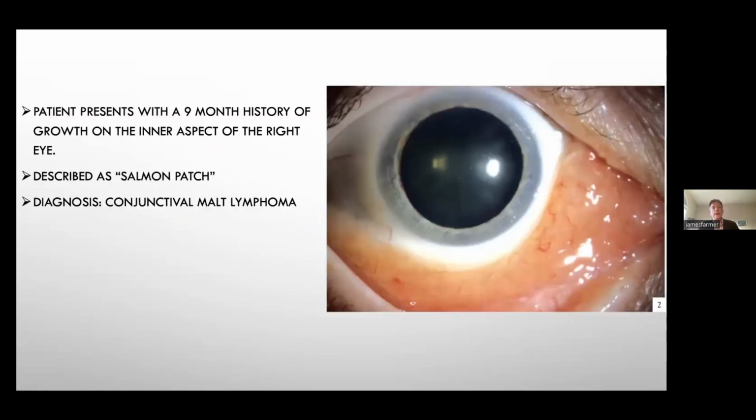So this patient presents with a 9-month history of a growth on the inner aspect of the right eye, described as a salmon patch. Now, ophthalmologists tend to have a limited vocabulary when it comes to describing things. And if you are in an institution that does do some ophthalmic pathology or has ophthalmologists submitting specimens, if you see something that comes along that says salmon patch, that is our way of saying lymphoma until proven otherwise. Because you can see it has this very fleshy, pink yellow kind of appearance to it. And so this is a good example of a conjunctival MALT lymphoma.